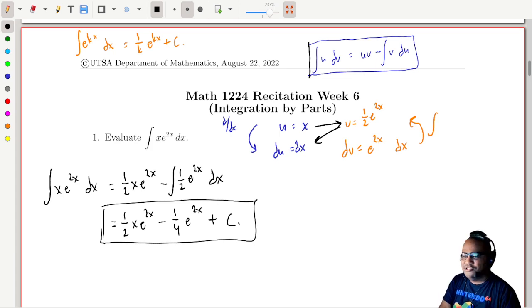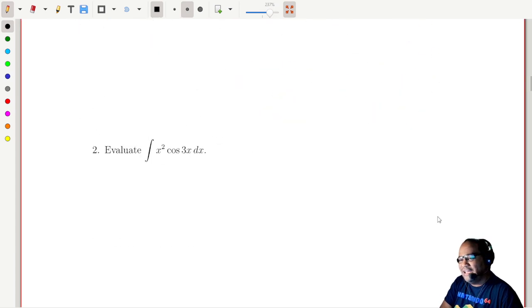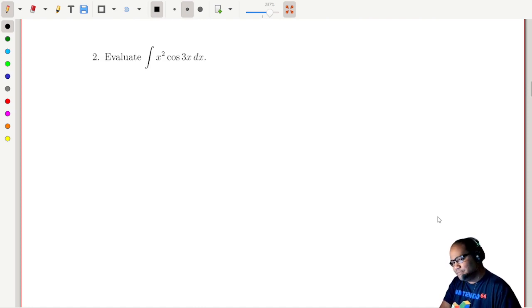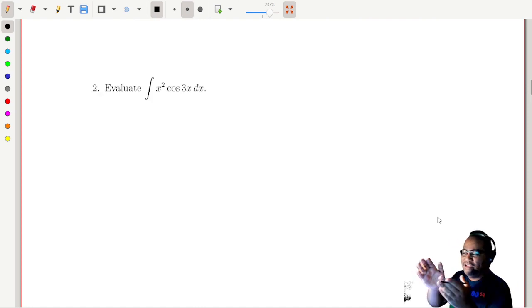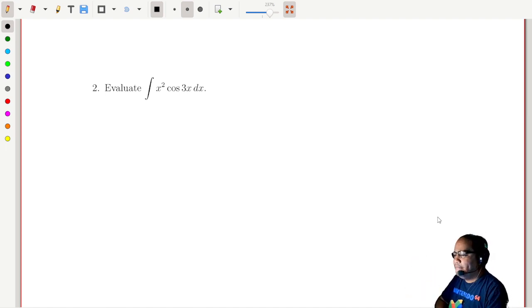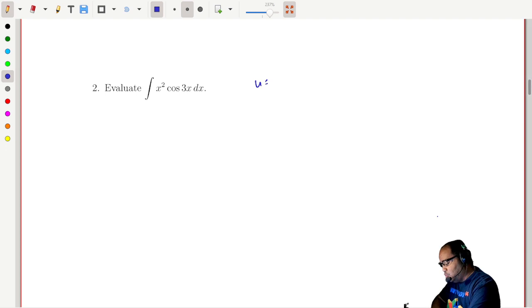Let's go ahead and do some more examples. I got another one here, x squared cosine 3x, okay? Now in this one, again, I have an algebraic function, a polynomial, x squared, against a trig function. So usually 9 times out of 10, whenever you see a polynomial, you may want to make that your u. So we'll have u equals x squared, and then dv equals cosine of 3x dx.